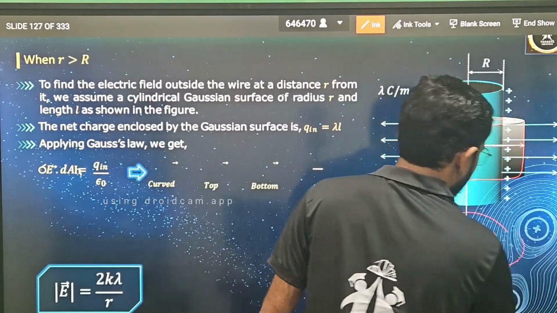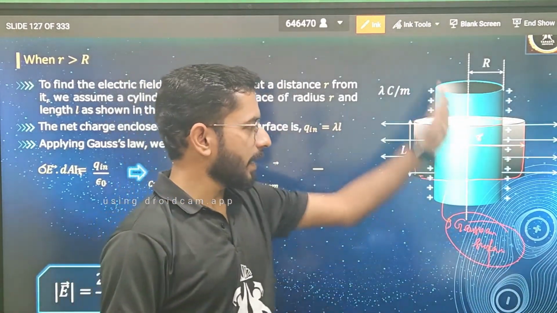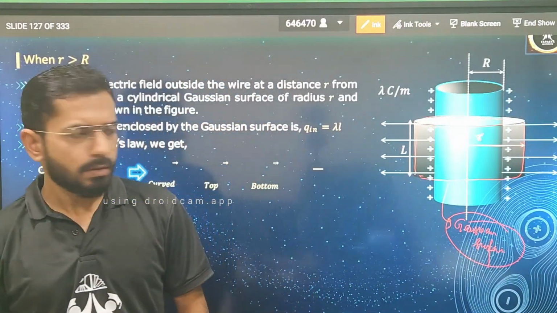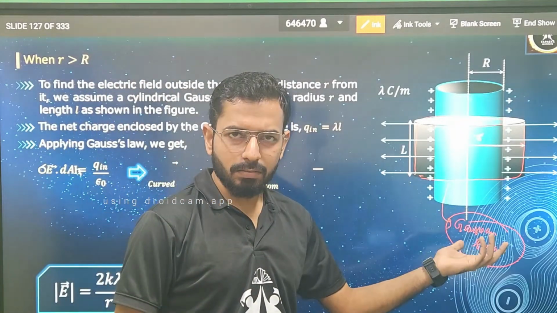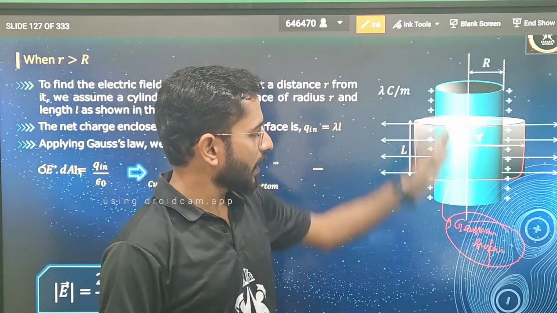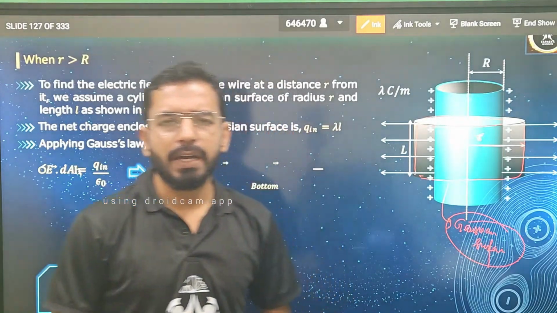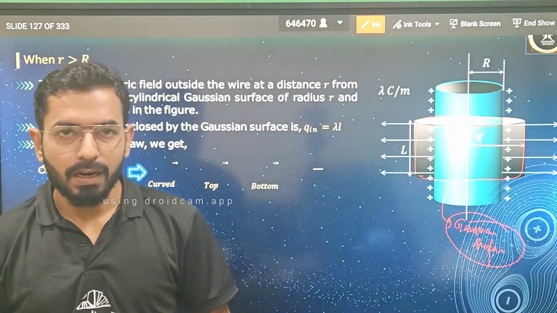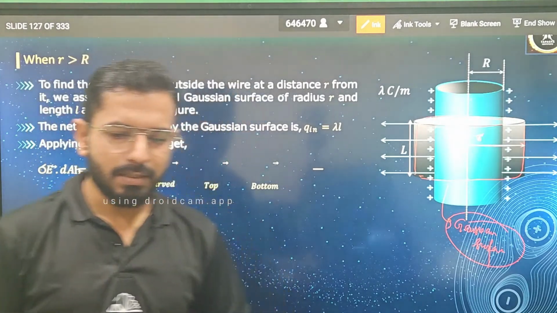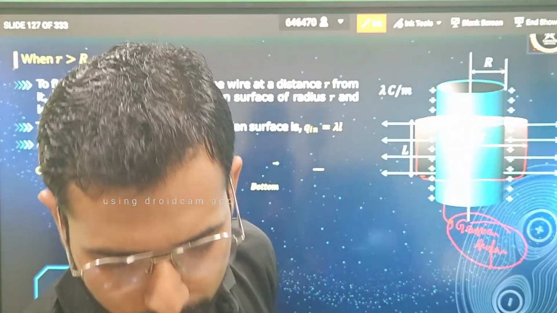For an outside point, can you say it is behaving like an infinite wire again? Why am I saying that it is behaving like an infinite wire? Because all the charges are coming inside, and it has infinite length. I can simply say that for an outside point I already know the result, which is 2k lambda by r. But still, if you want, let's derive it again. Okay, there's no issue. We'll derive it again.